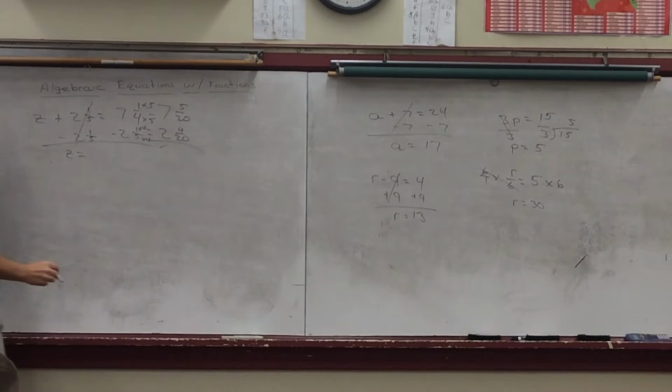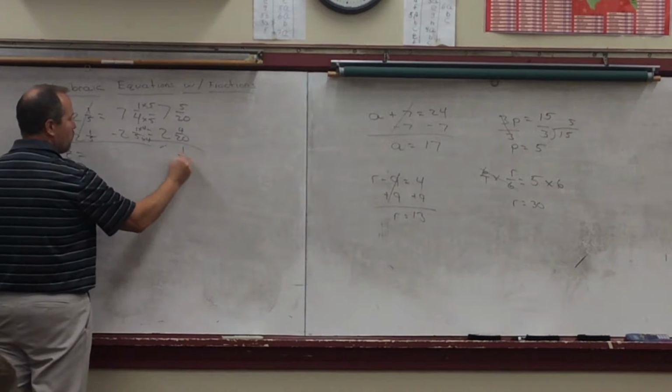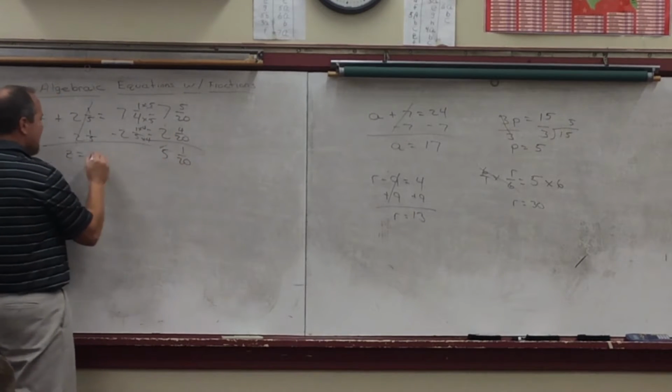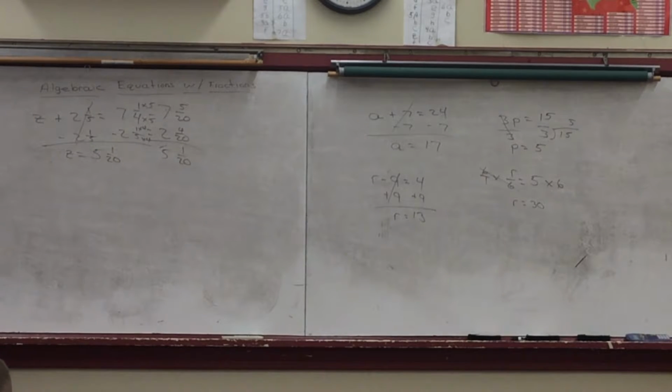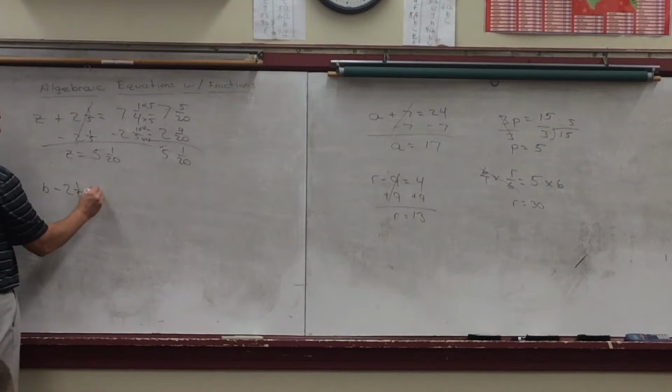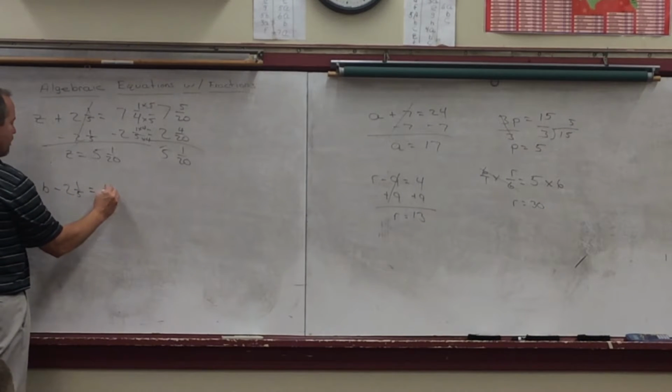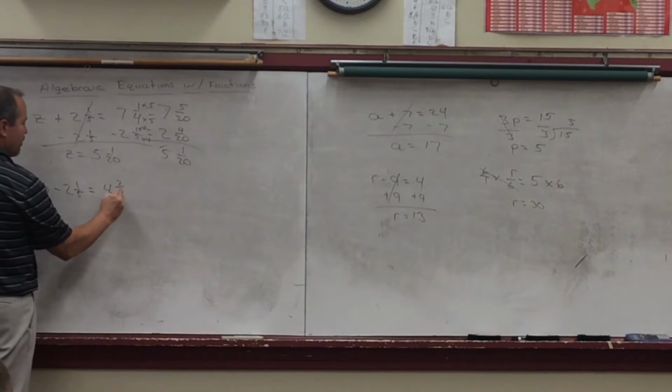And now I subtract them. 5 minus 4 is 1. The denominator stays 20, and 7 minus 2 is 5, and so z would be equal to 5 and 1/20. If we have a subtraction one, b minus 2 and 1/5 equals 4 and 2/3.